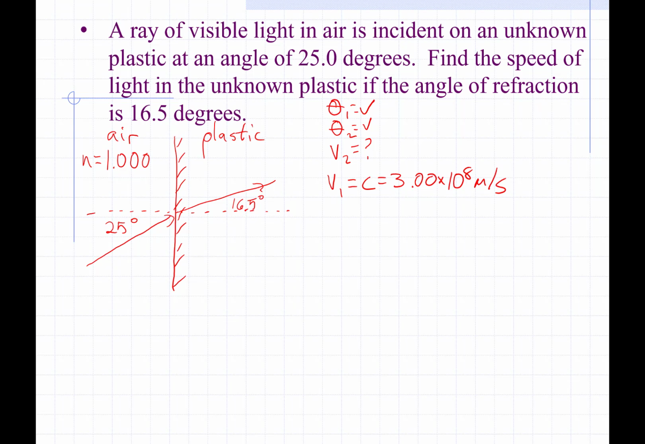So I'm going to use that equation that relates theta to speed: sine theta 2 over sine theta 1 equals v2 over v1. And since we're solving for v2, all I have to do is multiply both sides by v1, and v1 cancels here. We get v2 equals v1 times sine theta 2 over sine theta 1.